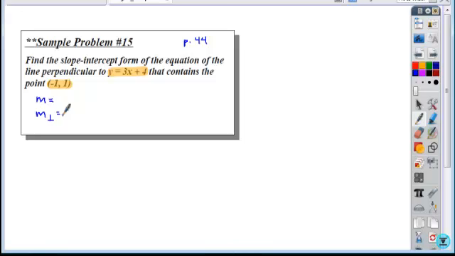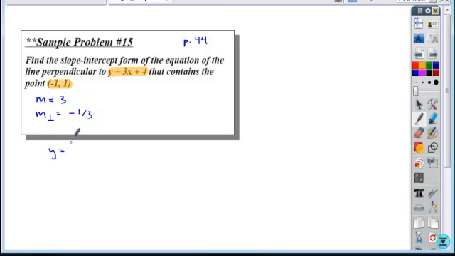All right, so let's talk through how you build the solution to this. First of all, what is the slope that we're dealing with of our original line? 3, right? It's in slope-intercept form, so it's simply y equals mx plus b, which means if our slope is 3, what's the slope of the perpendicular line going to be?